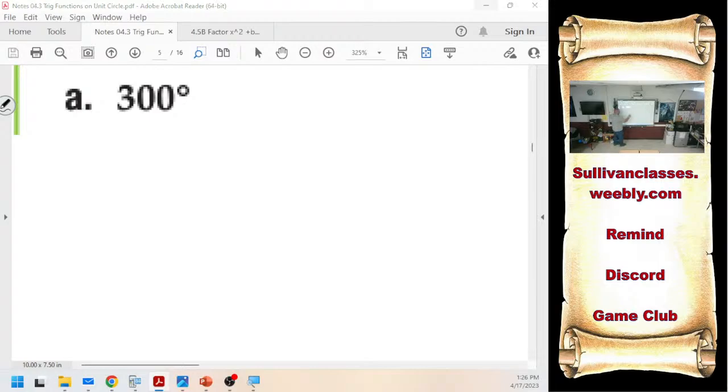So if I'm at 300 degrees, what quadrant am I in? So this is the angle itself.